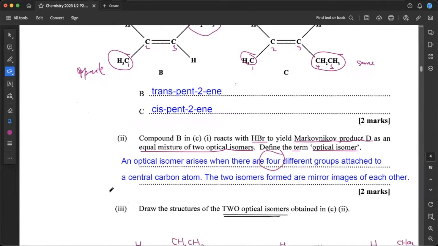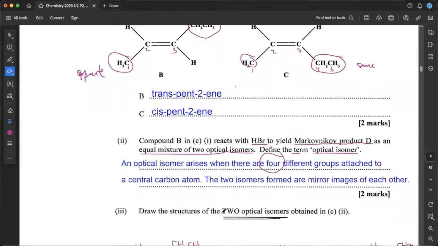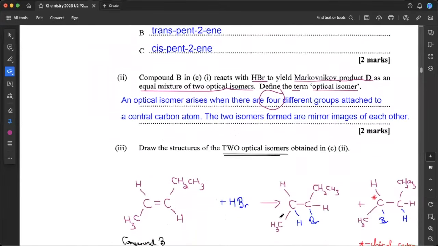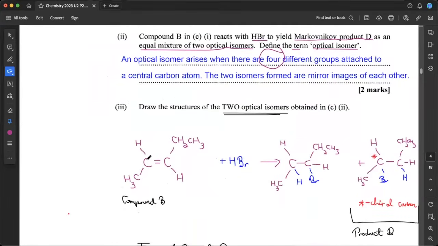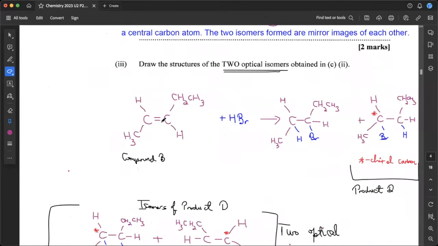Okay, so for part 3, they're asking us to draw the structures of the 2 optical isomers obtained in C part 2. So when compound B reacts with HBr to form this Markovnikov product, which are optical isomers, let's draw the structure of those optical isomers. That's what they're asking here. So just follow me down here. This is our compound B from up here, so that's our trans molecule.